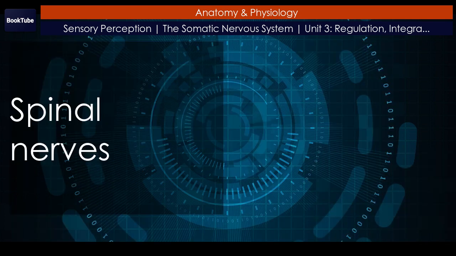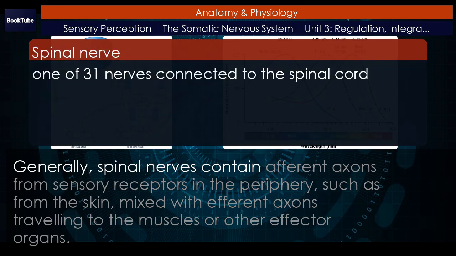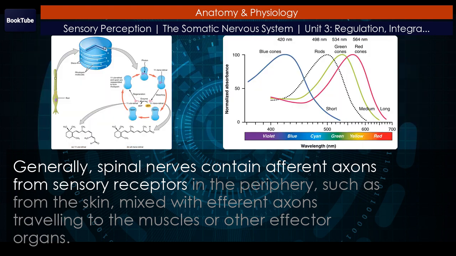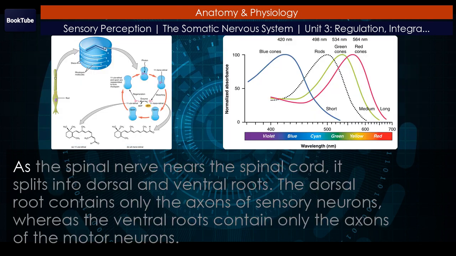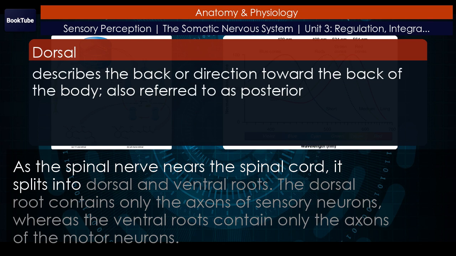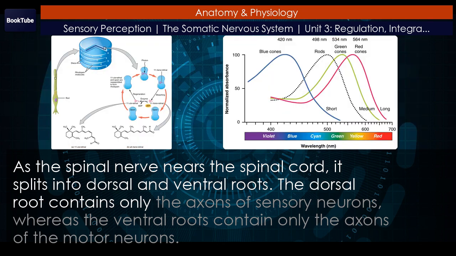Spinal nerves. Generally, spinal nerves contain afferent axons from sensory receptors in the periphery, such as from the skin, mixed with efferent axons traveling to the muscles or other effector organs. As the spinal nerve nears the spinal cord, it splits into dorsal and ventral roots. The dorsal root contains only the axons of sensory neurons, whereas the ventral roots contain only the axons of the motor neurons.